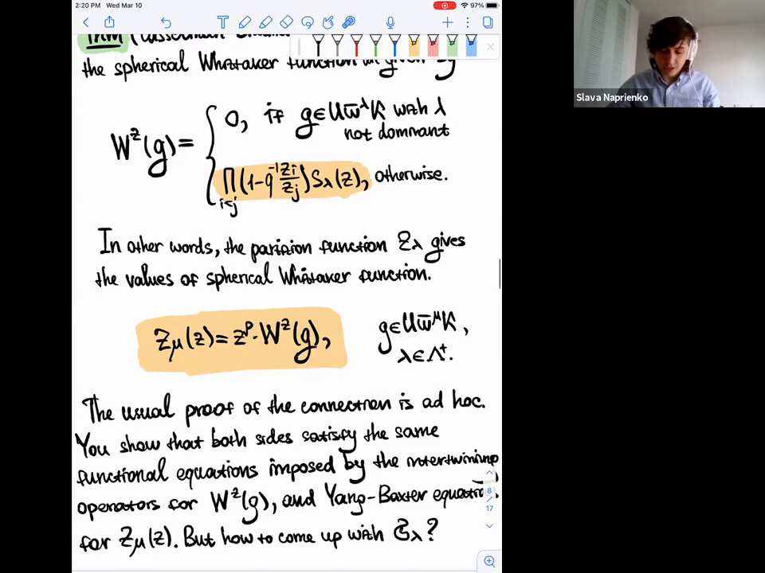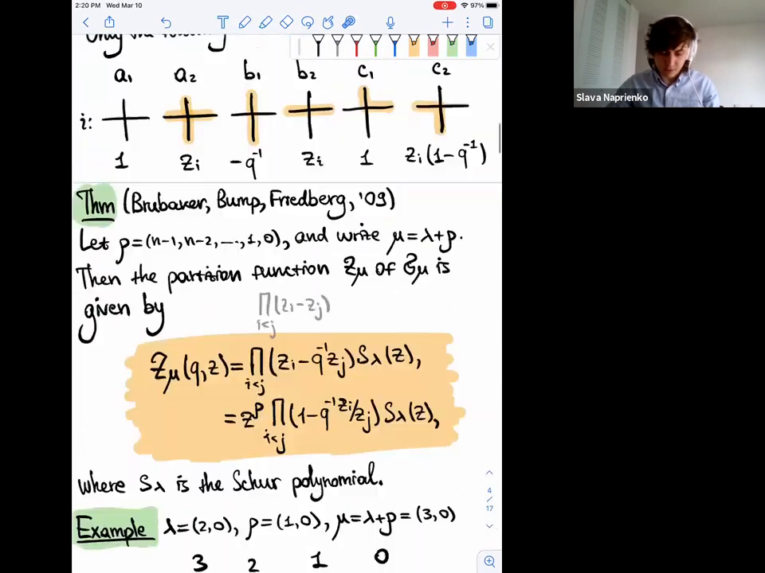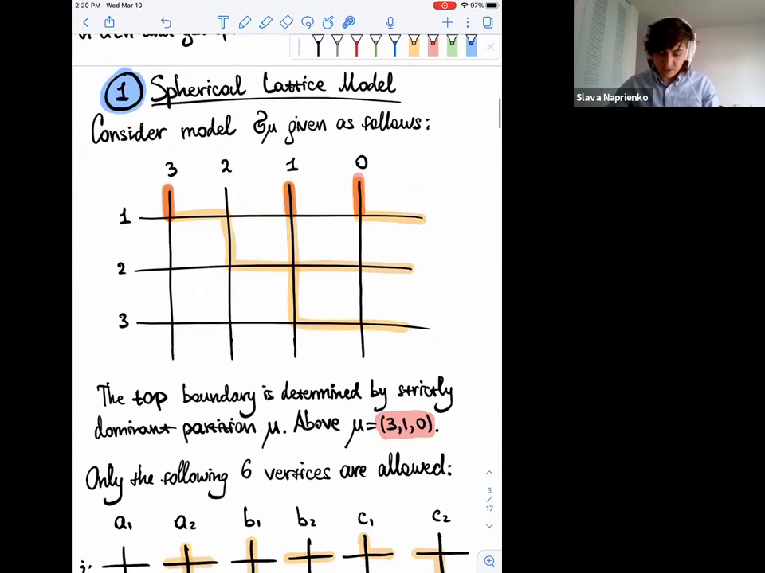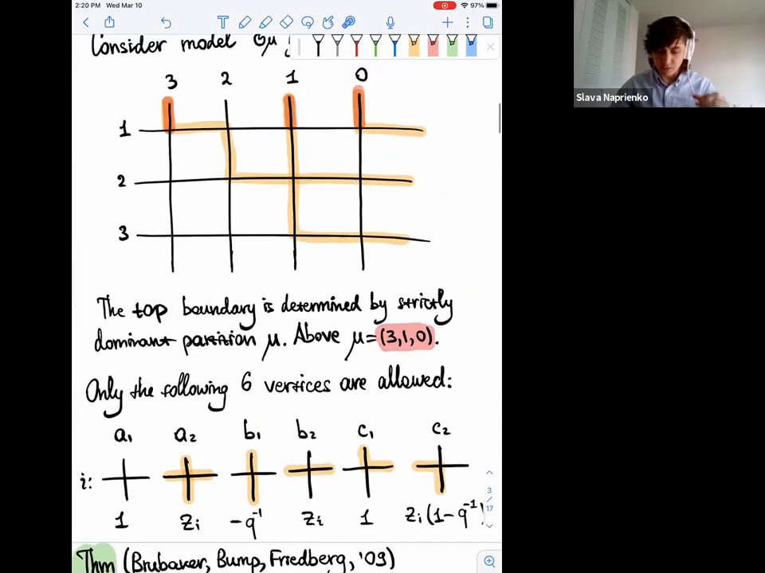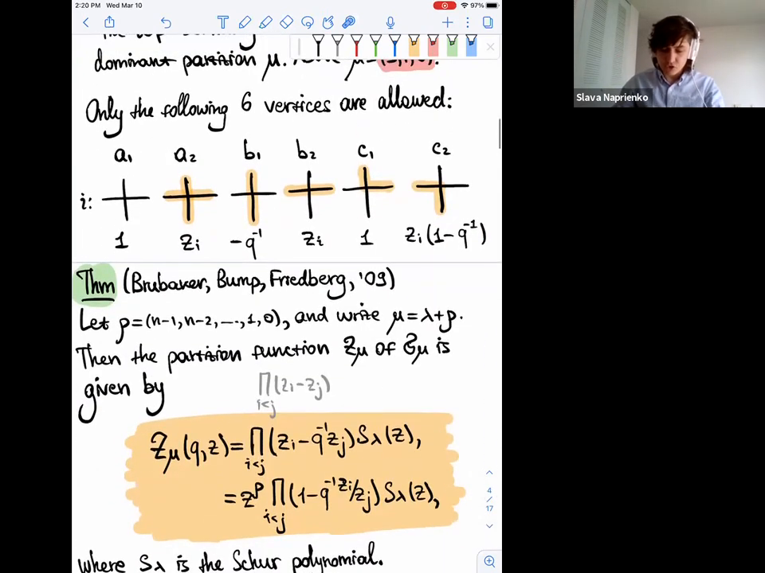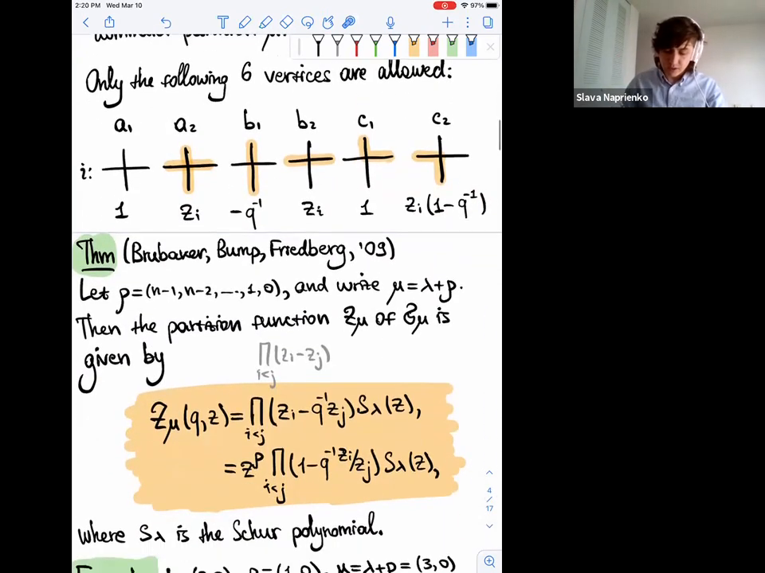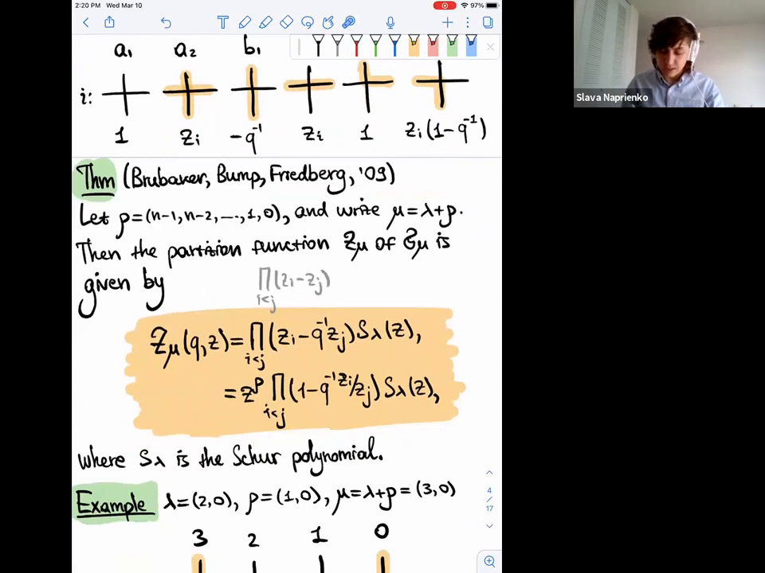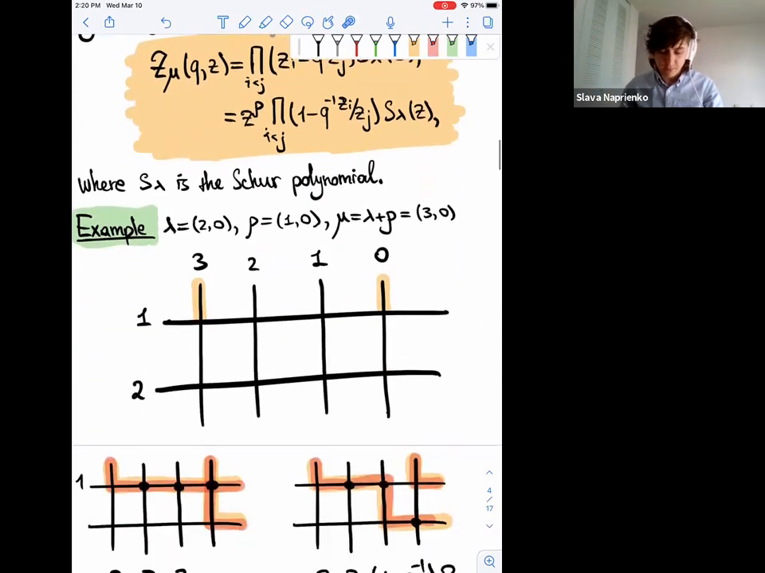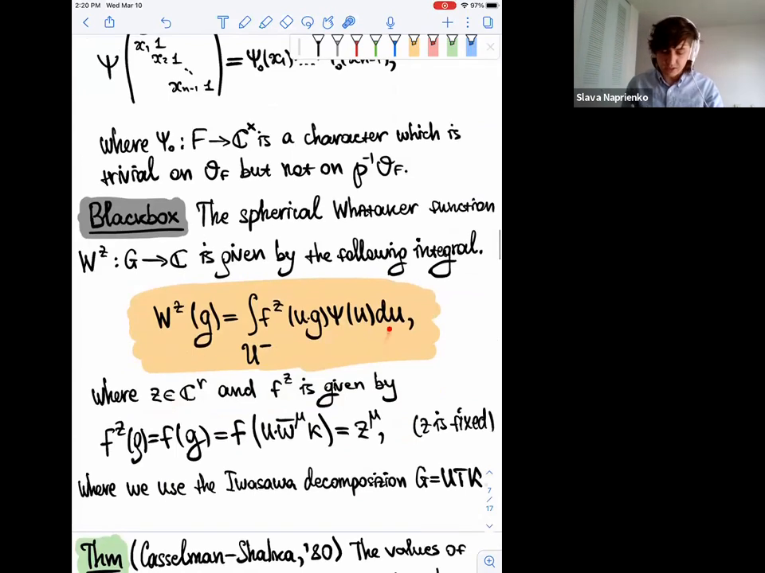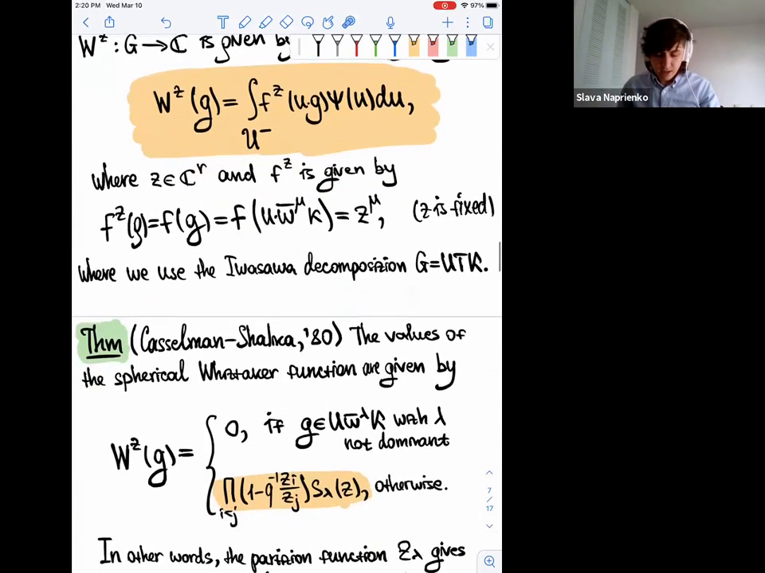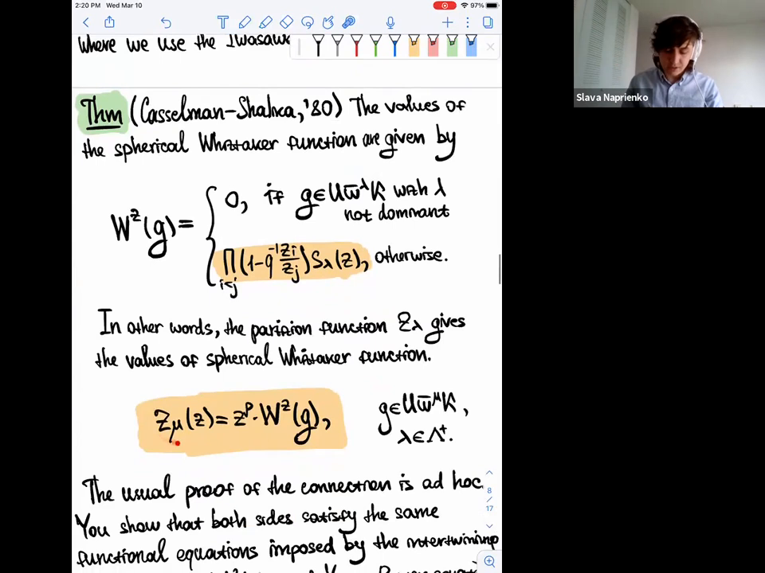Okay, so let me give a brief overview. So we have the spherical Whittaker function. This is just some very explicit model with a top boundary condition. With this choice of weights, the partition function of my model gives exactly the values of the spherical Whittaker function from the p-adic side. This is a little example. This is my function. I just define it as the integral for the purpose of my talk. And there are standard proofs now of how to show that they're the same.